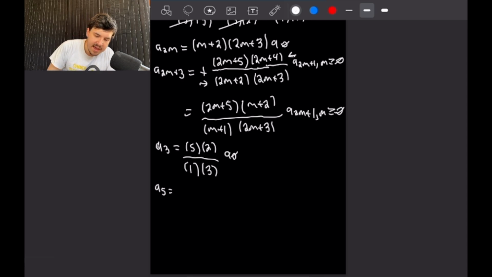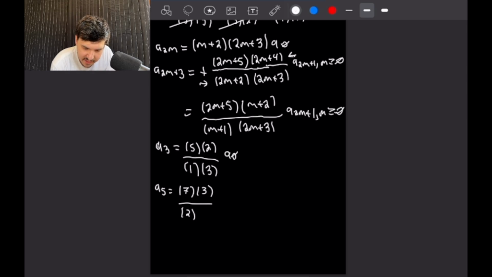When we have a sub 5, our m will be equal to 1. And so when our m is equal to 1, our numerator will be 2 plus 5, which is 7. And that will be times 1 plus 2, which is 3. And that will be over 1 plus 1, which is 2, times 2 plus 3, which is 5. And like I said, this will be times our a sub 3, so this will be a 5 times 2 over 1 times 3. That'll be times our a sub 0.